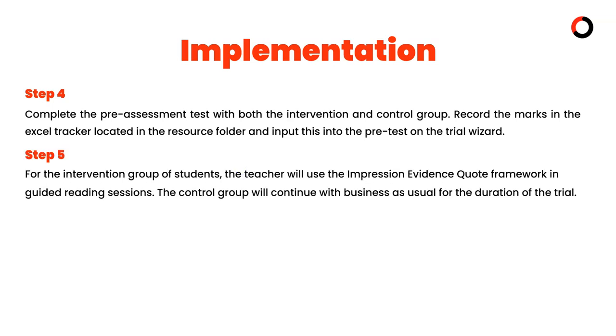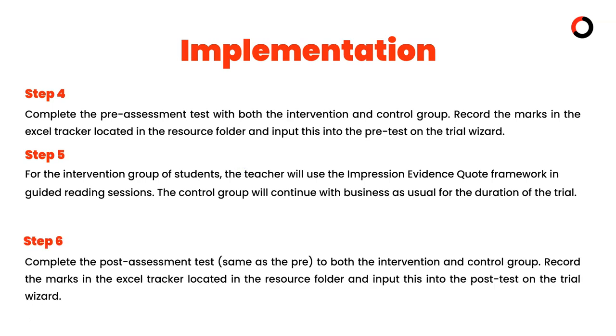Step 5, for the intervention group of students, the teacher will use the impression, evidence, quote framework in the guided reading sessions. The control group will continue with business as usual for the duration of the trial. And then at the end of the trial, complete the post-assessment task, which is the same as the pre, to both the intervention and control group. Record the marks in the Excel tracker located in the resource folder and again input these into the trial wizard. You can then complete the process evaluation and then click Analyze. It will generate an impact report to explain how the intervention has worked in your school.